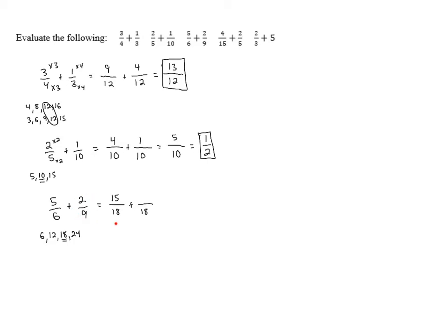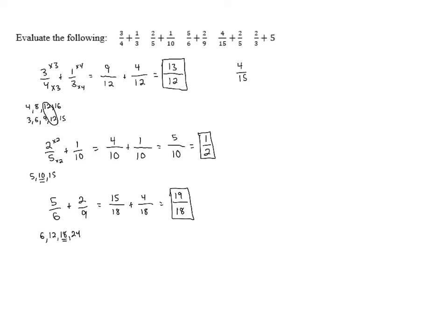To get from 9 to 18, we multiplied by 2. And so if we do the same to the numerator, 2 times 2 gives us 4. So our new fractions are 15/18 and 4/18. And when we add them together, 15 plus 4 is 19. So we get 19/18. Nice. I hope you're getting the hang of it. Let's do the last two.